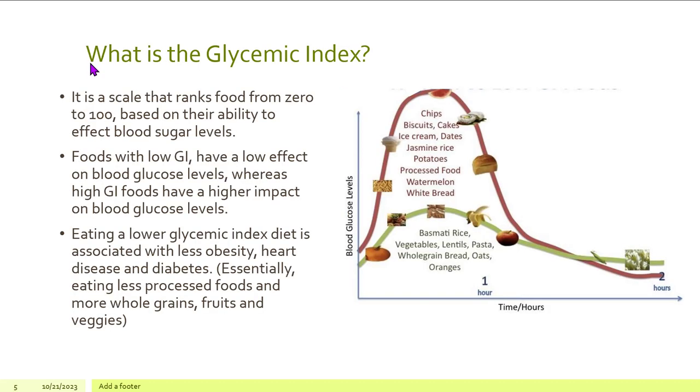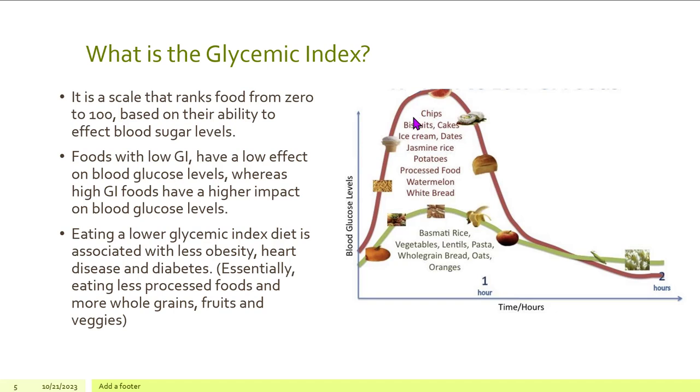So what exactly is the glycemic index? Because you'll hear that a lot, so I just want to define it for you. It's a scale that ranks food from 0 to 100 based on the ability of the food to affect blood sugar levels. Foods that have a low glycemic index have a low effect on blood glucose levels, whereas foods with a high glycemic index have a higher impact on blood glucose levels.